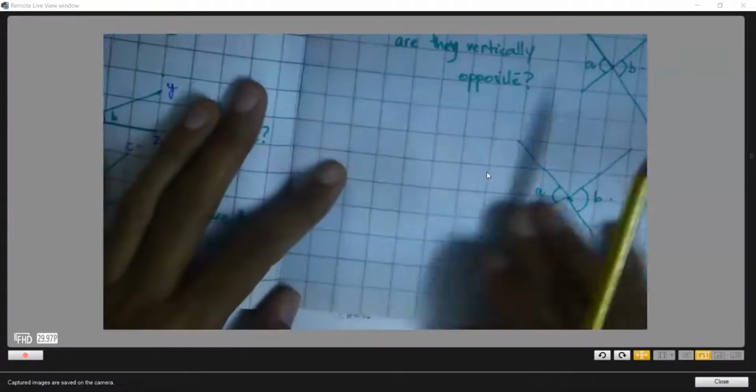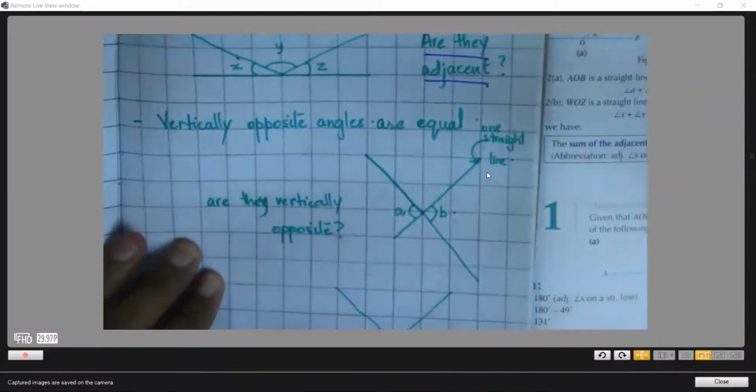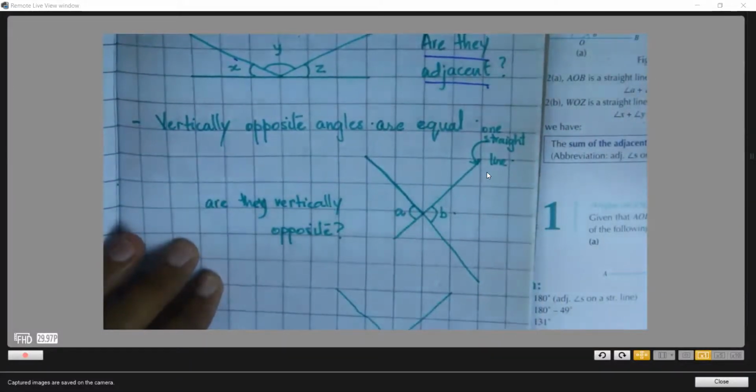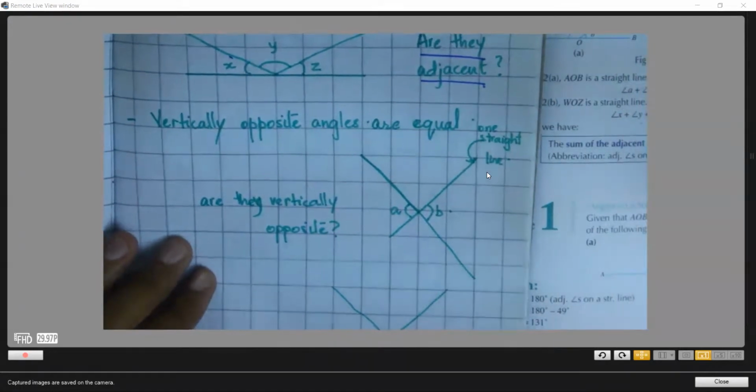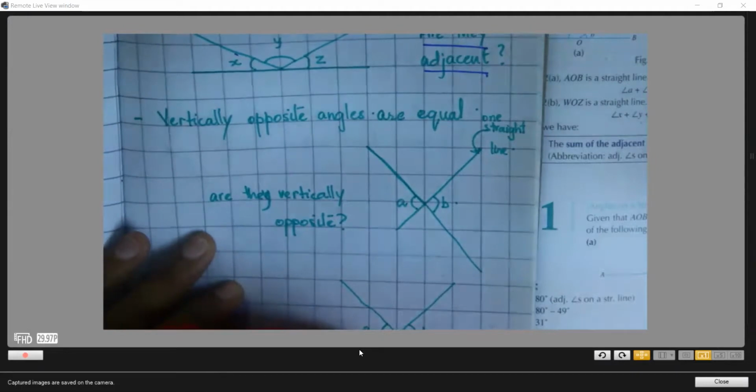Okay. Now let's discuss vertically opposite angles. What are vertically opposite angles? Can anybody tell us real quick? Like they're on the opposite side. They are on the opposite sides of the main line, like the horizontal.